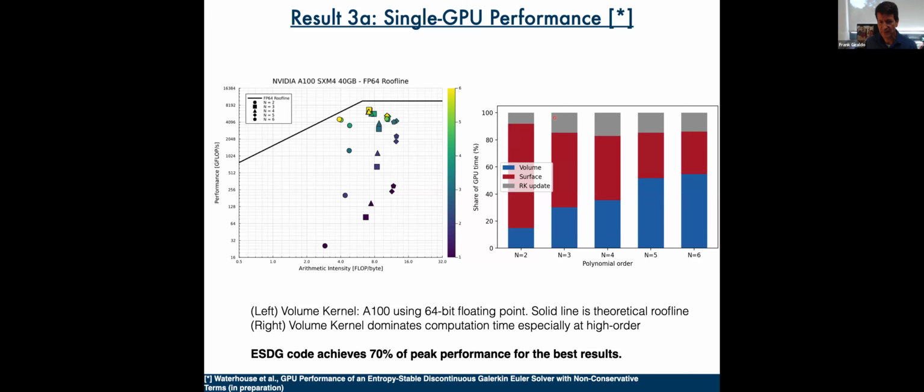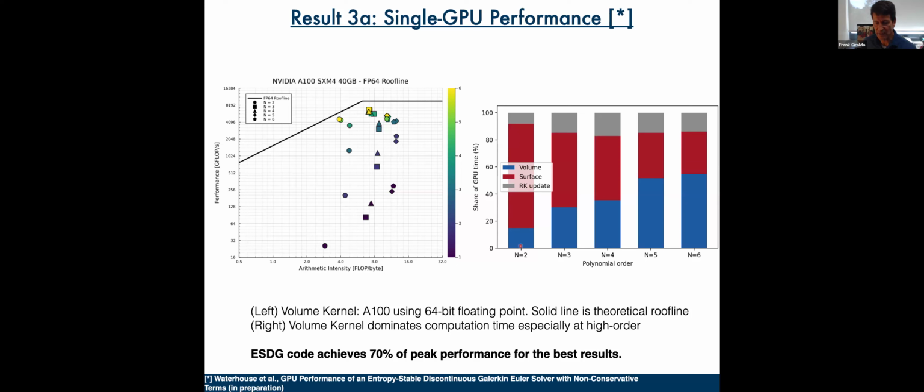On the right, we have just the share of GPU time, percent of it, for the 3 kernels that you can partition your algorithm into, right? So you have a volume flux, which is what this roofline plot is talking about only, right? So the volume kernels. You have the surface kernel, which is doing the Riemann solver at the edges of the elements. And that's the communication that the model has. And then you have the explicit time stepping update.